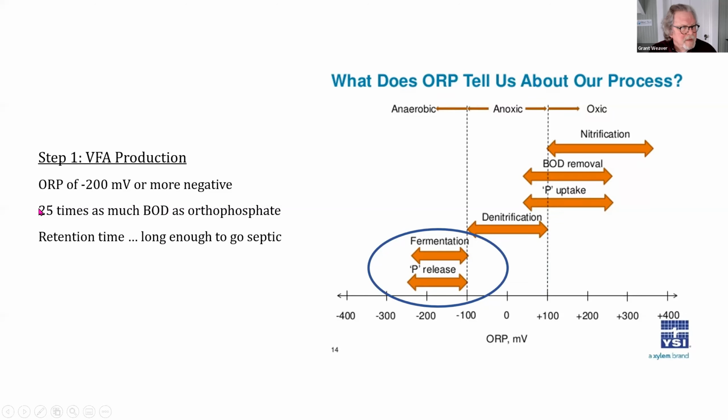A lot of BOD for phosphorus. Typical influent phosphorus might be 6 or 7. A couple parts are used to grow the bacteria. So if we want to remove 5 milligrams per liter of phosphorus biologically, we might need 100 to 125 milligrams per liter of BOD for that.